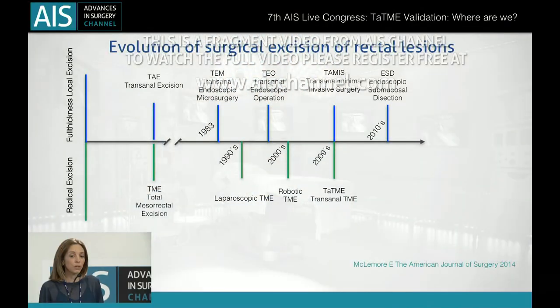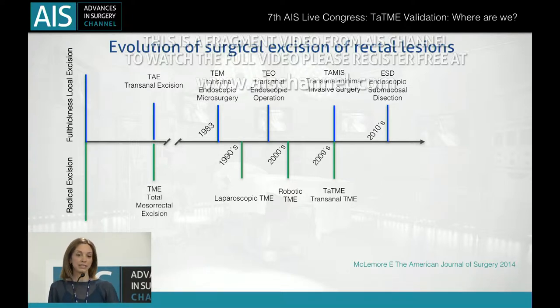First of all, I would like to show you this timeline of the treatment of rectal cancer. On the upper side of the screen, you can see the evolution of the full thickness local excision of rectal tumors, from the transanal excision going through the TEM, TEO. The TEM is a treatment that we are using nowadays, and the endoscopic submucosal excision.